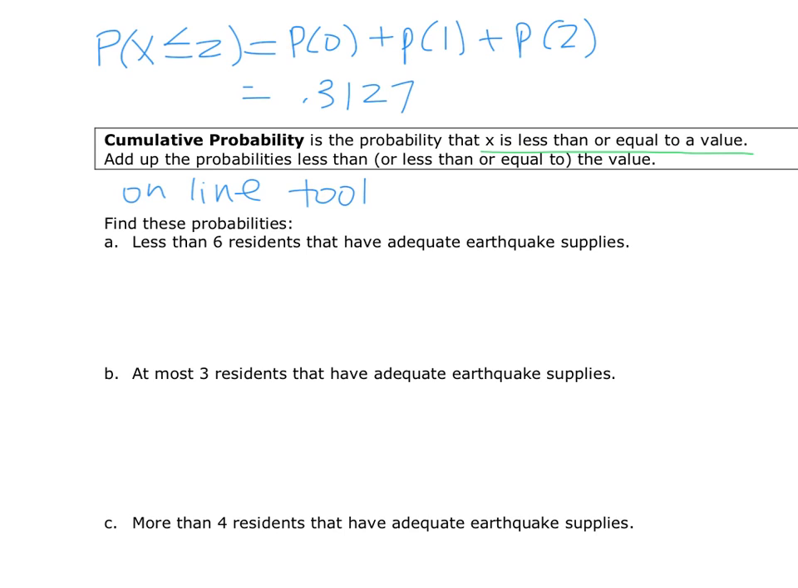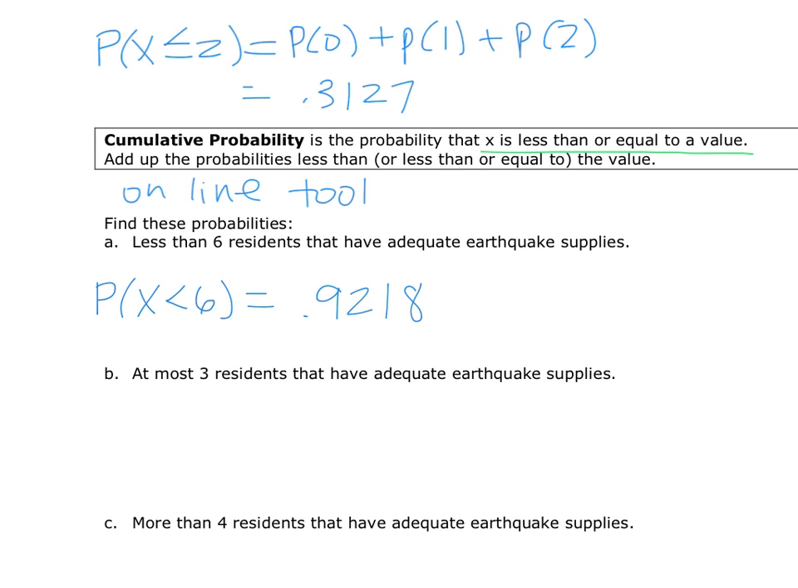Let's look at this next one. Find the probability that fewer than 6 residents have adequate earthquake supplies. If we write that in probability notation, this is where x is strictly less than 6. We're not including 6. So using the online tool, plugging in a 6 there, we want to pick out that cumulative probability where it's just strictly less than. The probability from the online tool is 0.9218 if we round to 4 decimal places.